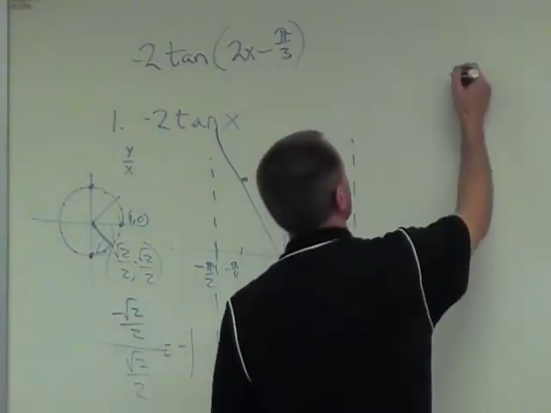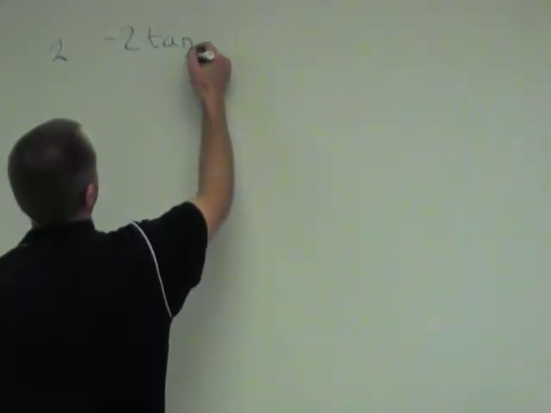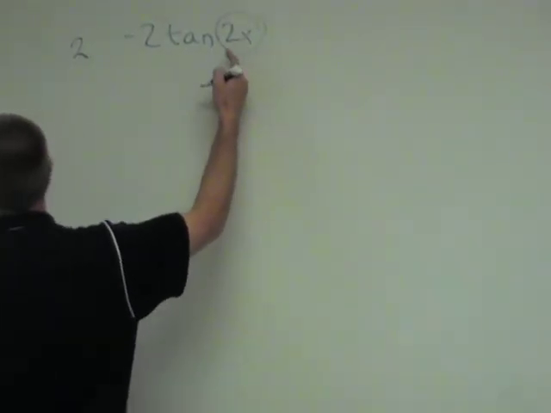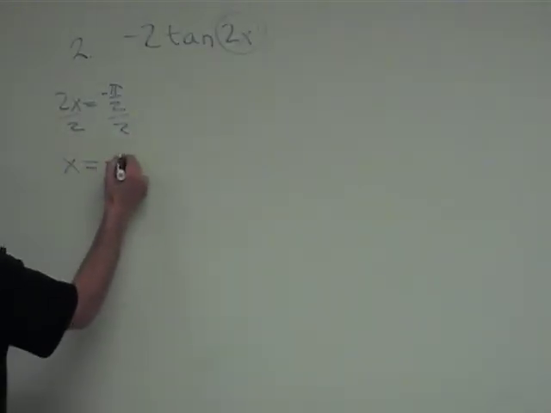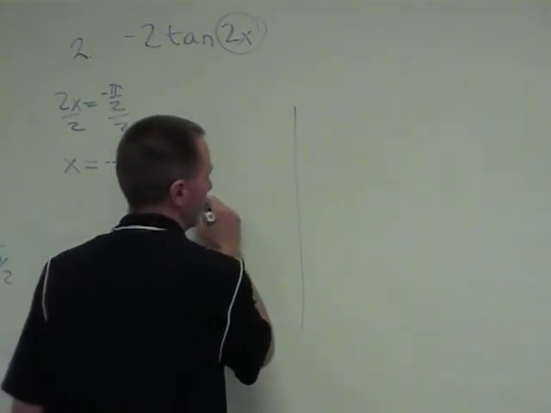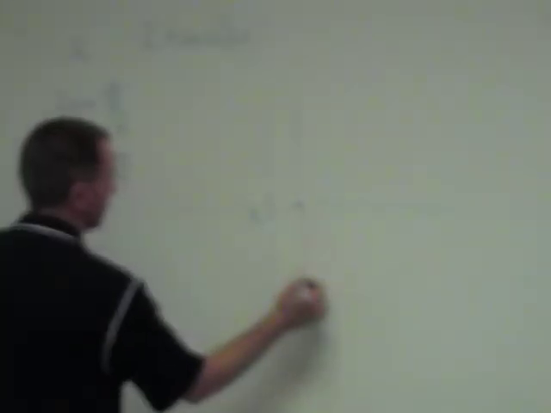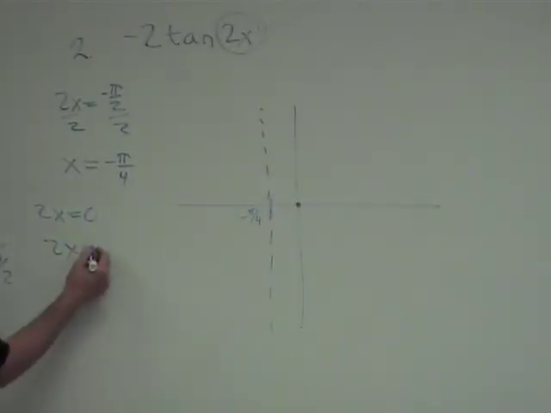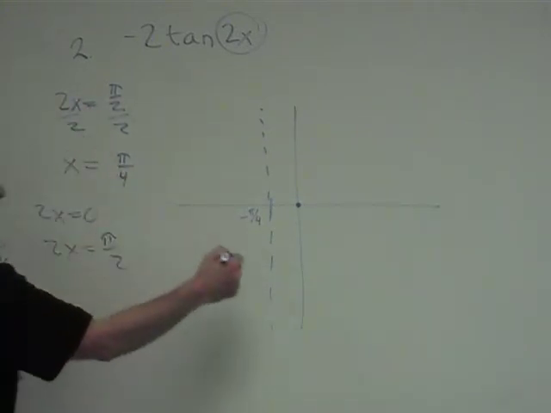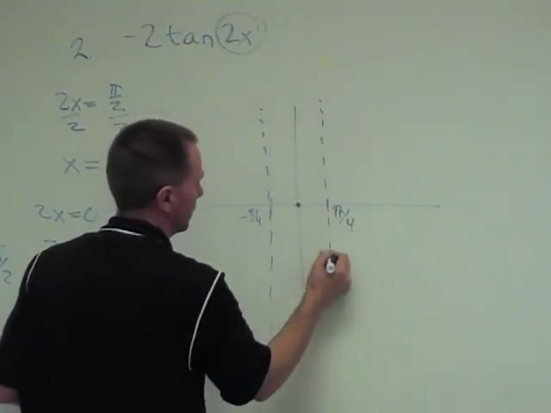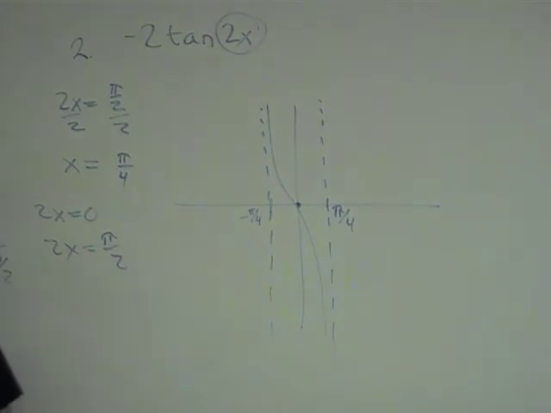Alright. The next thing you're gonna have is this. Graph negative 2 tangent of 2x. Set this equal to every x value you have on this graph. Negative pi over 2, so 2x equals negative pi over 2. That will tell you where the new asymptote is going to be. Divide by 2. X equals negative pi over 4. Plug 0 in, 2x equals 0. It's still 0. 2x equals pi over 2. That's just the opposite of this, which would be positive pi over 4. There's your graph.